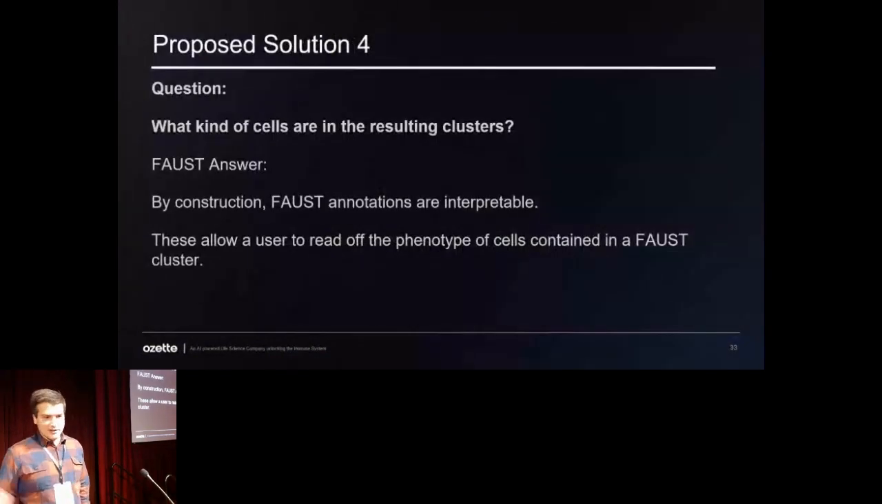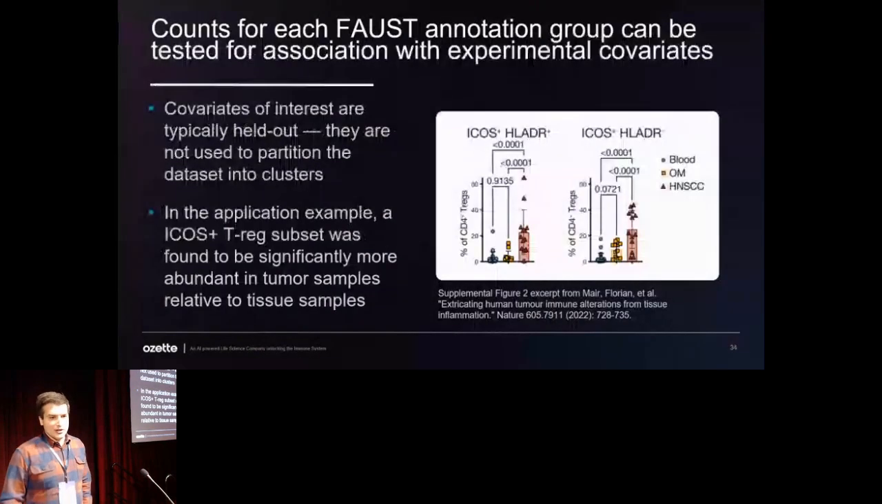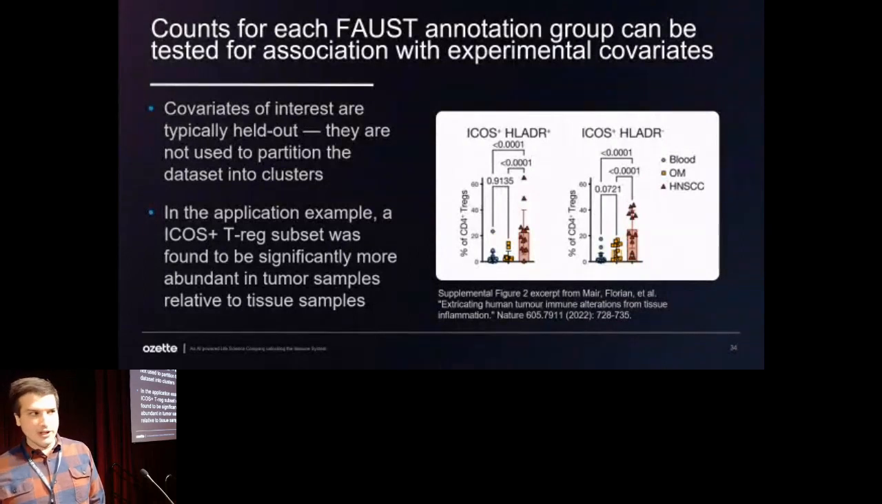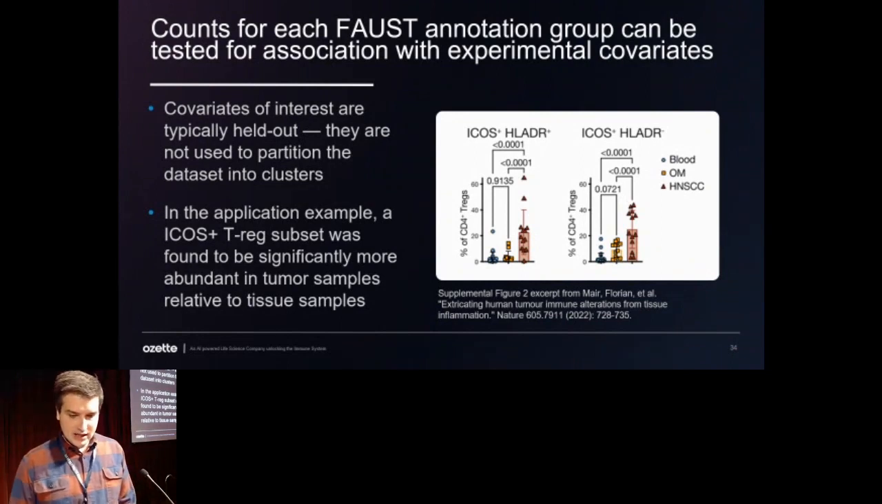So for the final question, what kind of cells are in the resulting clusters? Well, by construction and conditional on the location of the thresholds, you can just read the annotation label to understand the composition of the cluster. So once you get the counts, you can do the usual downstream testing. In this particular study, we tested for the association with the tissue or tumor type and found several ICOS positive Treg subsets were significantly more abundant in tumor samples relative to oral mucosa. There are a lot more details about these types of cells in the publication, and I'll refer you there.